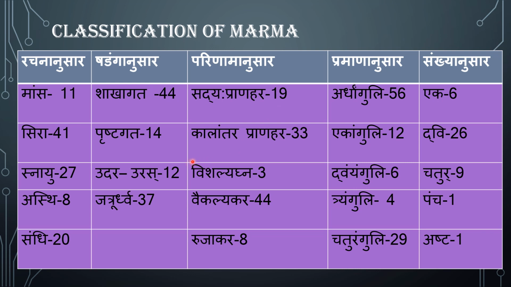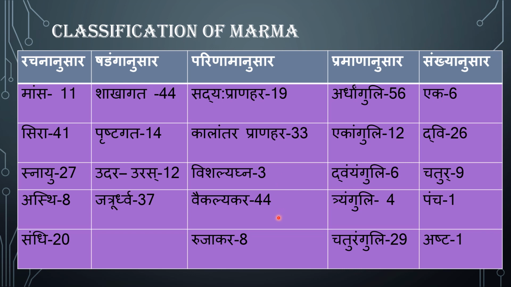Second one is Kalantara Pranahara, that is after getting injury the person dies after a specific time. Those are 33 in number. Vishalyagna, that is after entry of the Shalya into the Marmasthana, until it remains inside the Marma there is no death of the person. Once we remove the Shalya from the Marma spot, with the expulsion of Vata the prana also goes out of the body. So after that there will be the death of the person. Those are three in number.